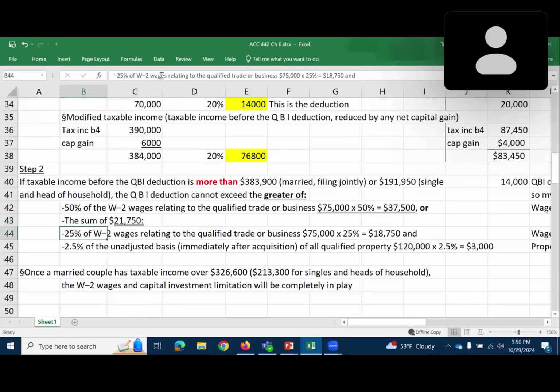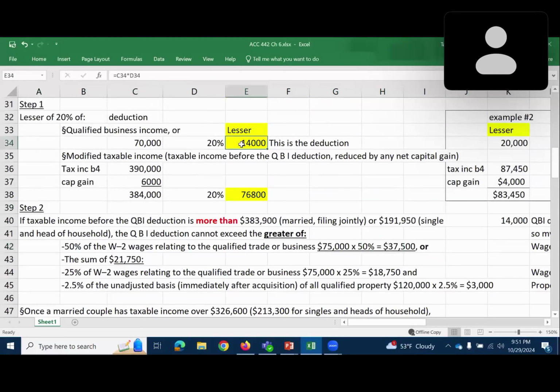I changed the numbers. Which number is greater, 37.5 or 21,750? The 37.5 is greater. Is my $14,000 greater than 37.5? No. So my $14,000 deduction is good.